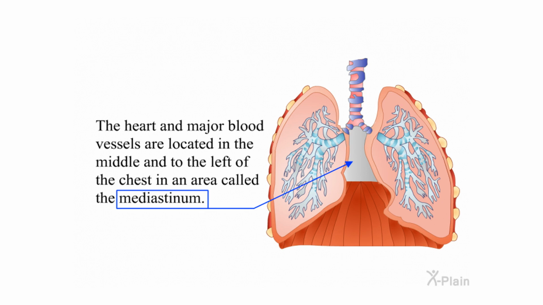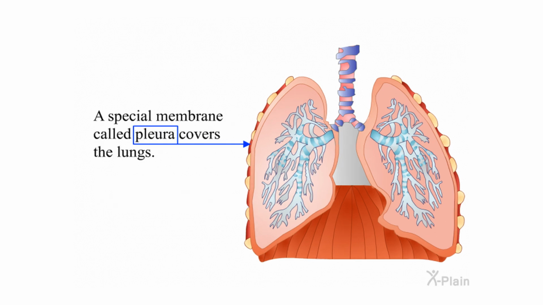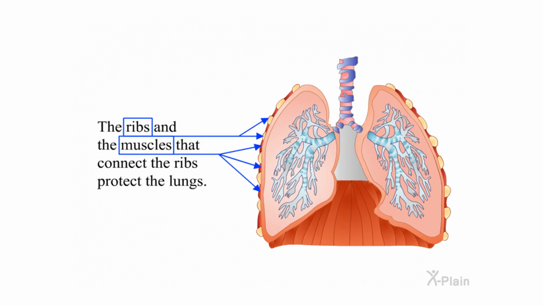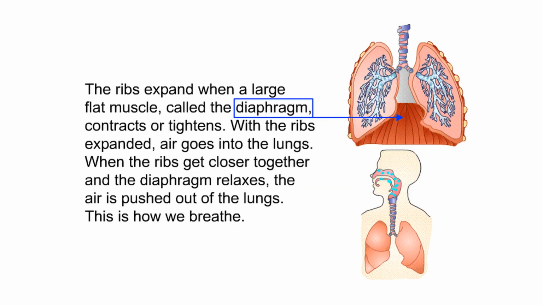The heart and major blood vessels are located in the middle and to the left of the chest in an area called the mediastinum. A special membrane called pleura covers the lungs. The ribs and the muscles that connect the ribs protect the lungs. The ribs expand when a large flat muscle called the diaphragm contracts or tightens. With the ribs expanded, air goes into the lungs. When the ribs get closer together and the diaphragm relaxes, the air is pushed out of the lungs. This is how we breathe.